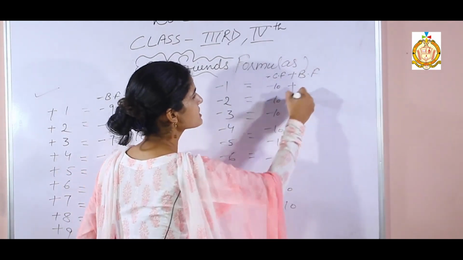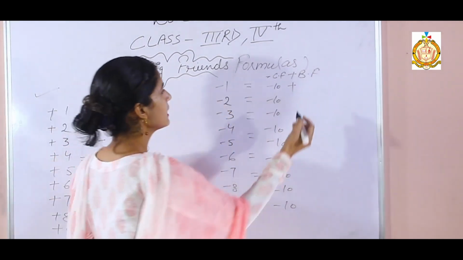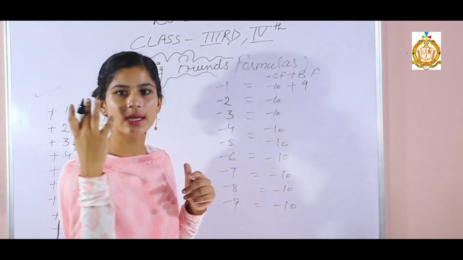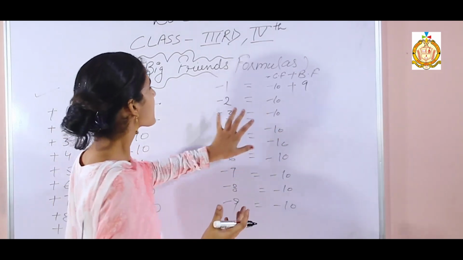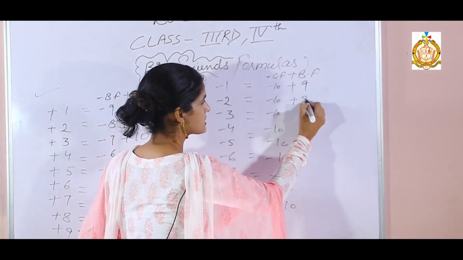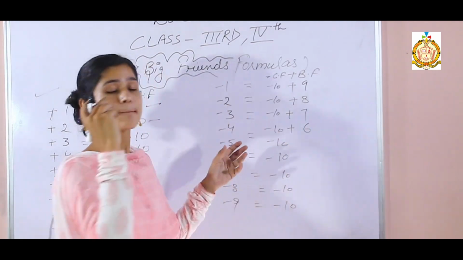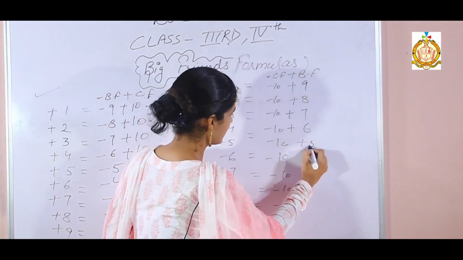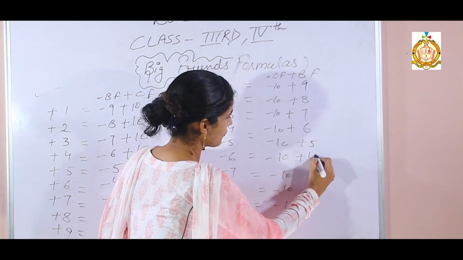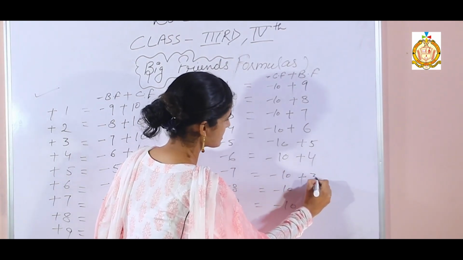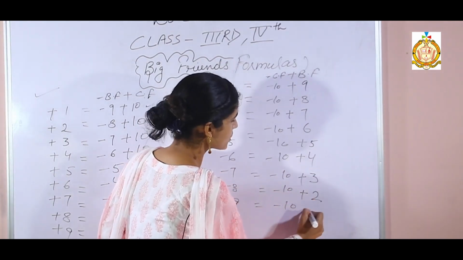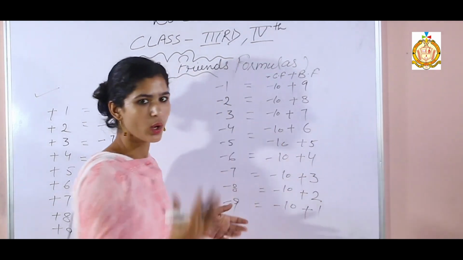Now plus best friend. Best friend of 1 is 9, because when we add 9 to 1, 10 comes. Best friend of 2 is 8. Best friend of 3 is 7. Best friend of 4 is 6. Best friend of 5 is 5. Best friend of 6 is 4. Best friend of 7 is 3. Best friend of 8 is 2. And best friend of 9 is 1.